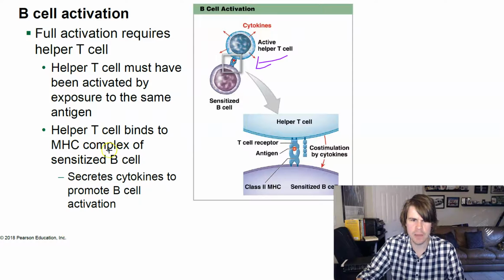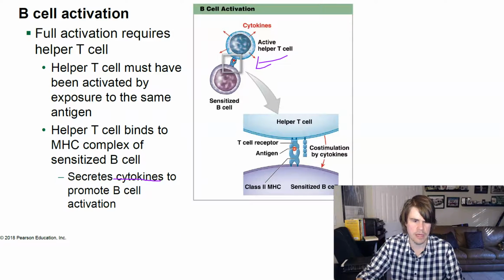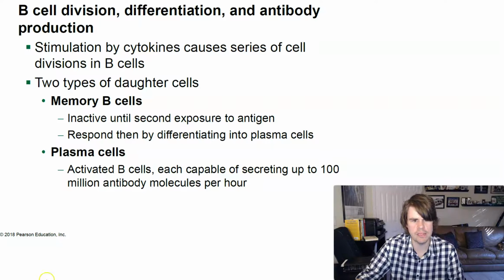Helper T cells bind to the complex, and they secrete cytokines, which are chemicals that cause the B cell to become activated. These B cells become activated to start producing antibodies, at least some of them do. So B cells: cell division, differentiation, antibody production. Stimulation by cytokines causes a series of cell divisions in B cells. There are two types of daughter cells for these B cells, and you need to know them: memory B cells and plasma cells.